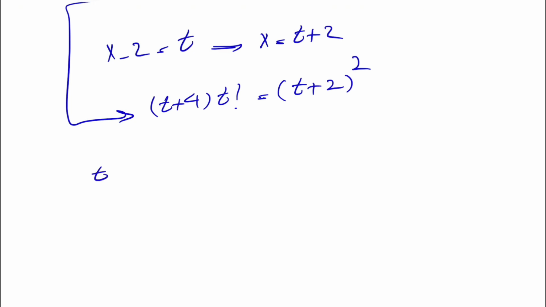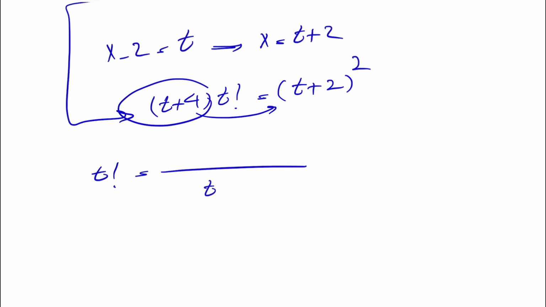So first of all, we have t factorial on the left side. I'm just going to bring this one on the other side, which goes in the denominator. So we'll have t plus 4 in here, and here we have t plus 2 squared. And if we can write this in a form of t plus 4 squared, then we can cancel it out with the denominator, and it's easier to process with this question.